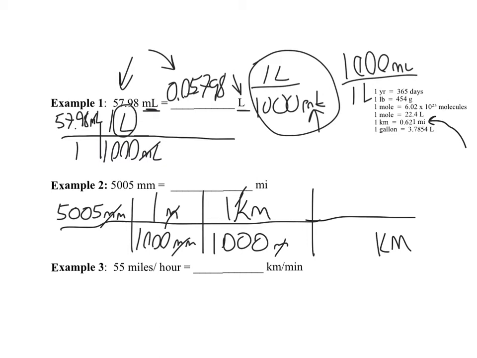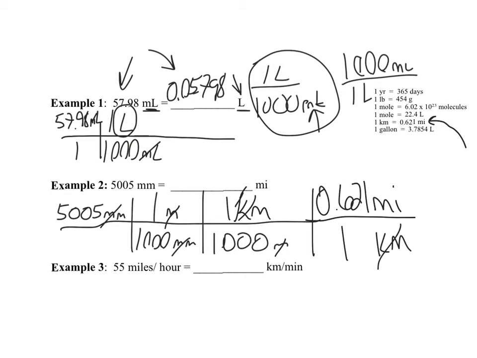Well, since kilometers are on bottom, I'm going to put miles on top. And according to that conversion right there, every 1 kilometer is 0.621 miles. And I can sit back and make sure that all of my units cancel out appropriately. Meters, meters, miles, miles, kilometers, kilometers. So the only thing I'm left with is my miles.